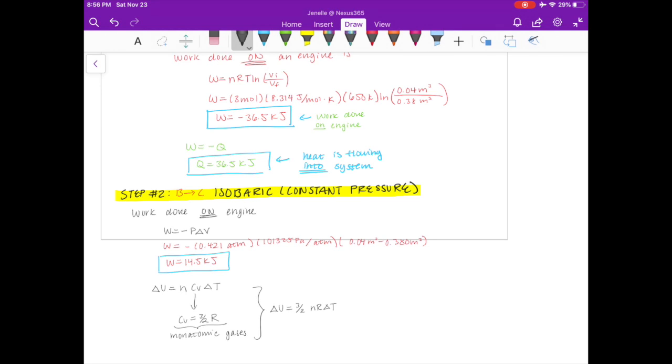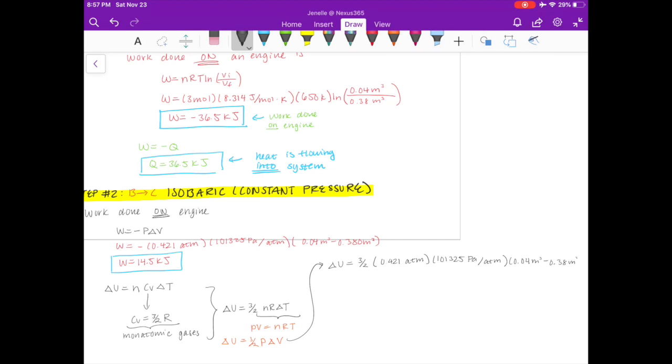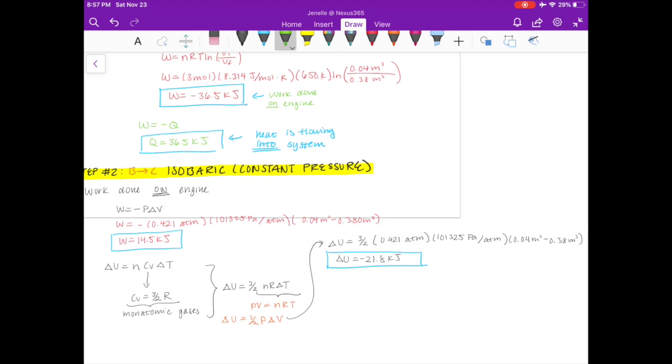Some people may start panicking because they don't know what the change in temperature is. Well, this nR delta T is equal to the same nRT in our PV equals nRT formula. And so this change in internal energy just equals 3/2 pressure times change in volume. This change in volume is going to be proportional to this change in temperature. Let's solve for our internal energy change, and let's plug in our numbers. Make sure again to change your atm into pascals. And so the internal energy change is negative 21.8 kilojoules. And so this means that the temperature has decreased in the system.